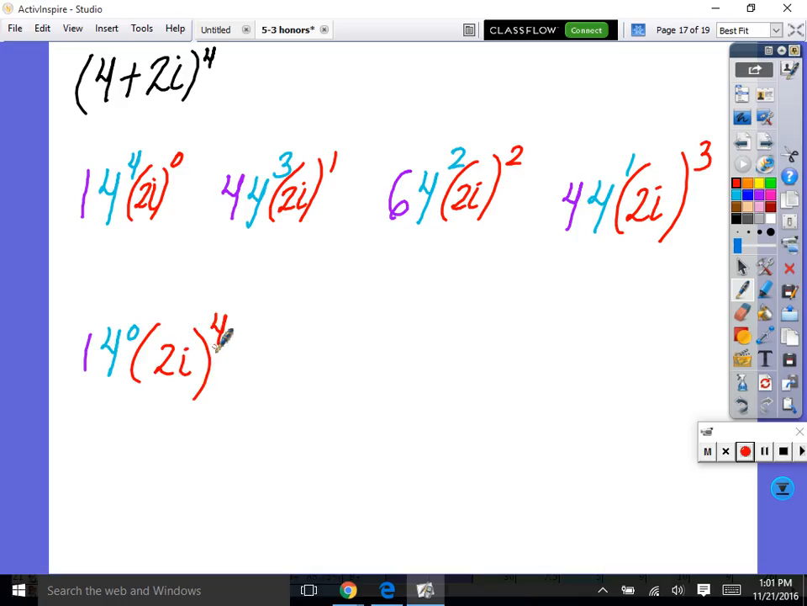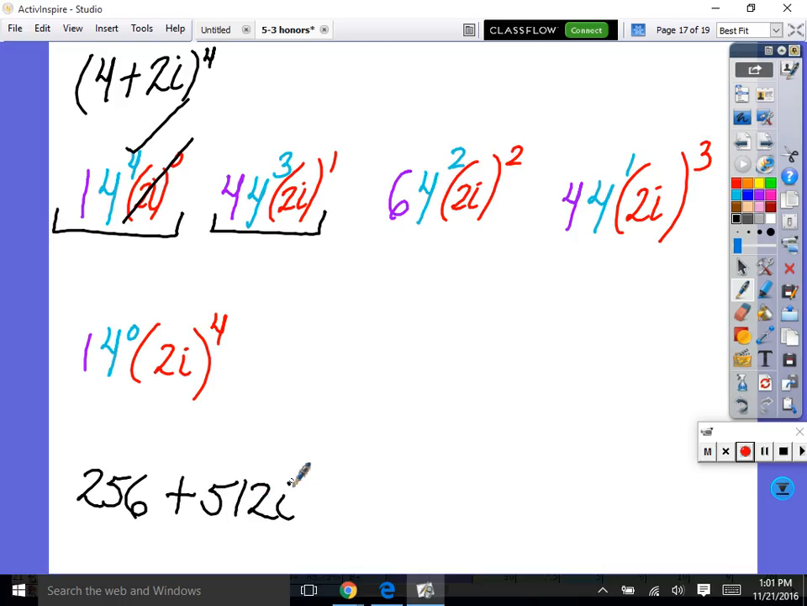Okay, now let's continue to simplify this. Any base to the 0 power is 1. 4 to the 4th is, okay, so we have 256. That was for this piece. Now careful, let's look at this piece. 2 to the 1st is 2, i to the 1st is i. So we have 4 times 4 to the 3rd, which is 4 to the 4th, and then times 2. 512. So we have plus 512i. Questions on where I got that?